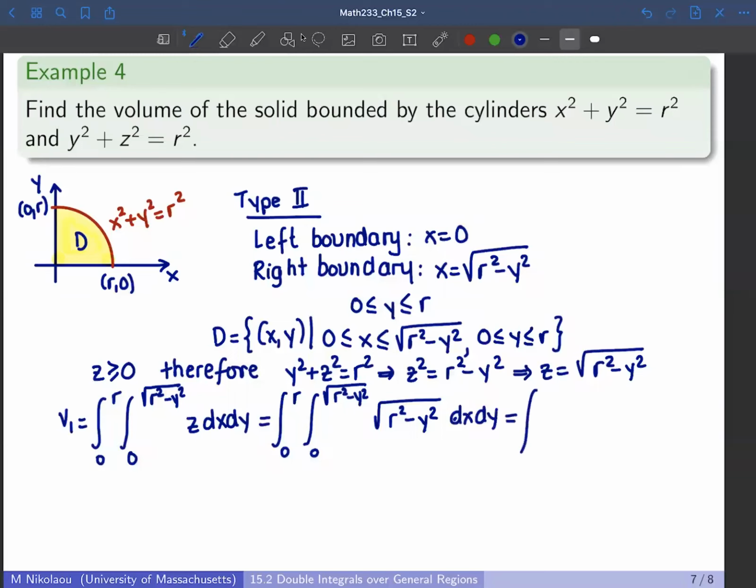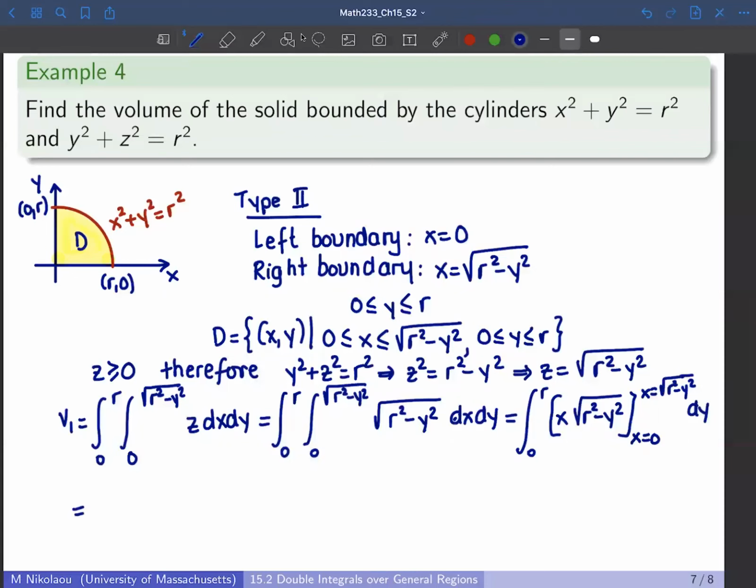So that is equal to the integral from 0 up to r. And now the integral of the square root of r squared minus y squared times dx is equal to x times the square root of r squared minus y squared. And we need to evaluate that between x equals 0 and x equals the square root of r squared minus y squared, times dy.